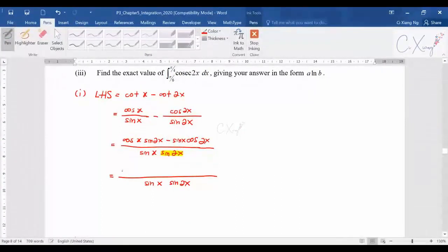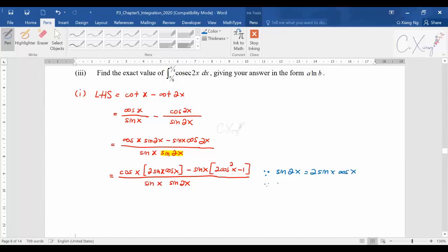For the terms on top, I will try to rephrase or expand them. Sine 2x, I will expand to become 2 sine x cos x. Sine x, I will just keep. For cos 2x, I will try to expand it to become 2 cos square x minus 1. All these are from the trigo identities in chapter 3. I want you all to recall sine 2x, that's the identity, which is 2 sine x cos x.